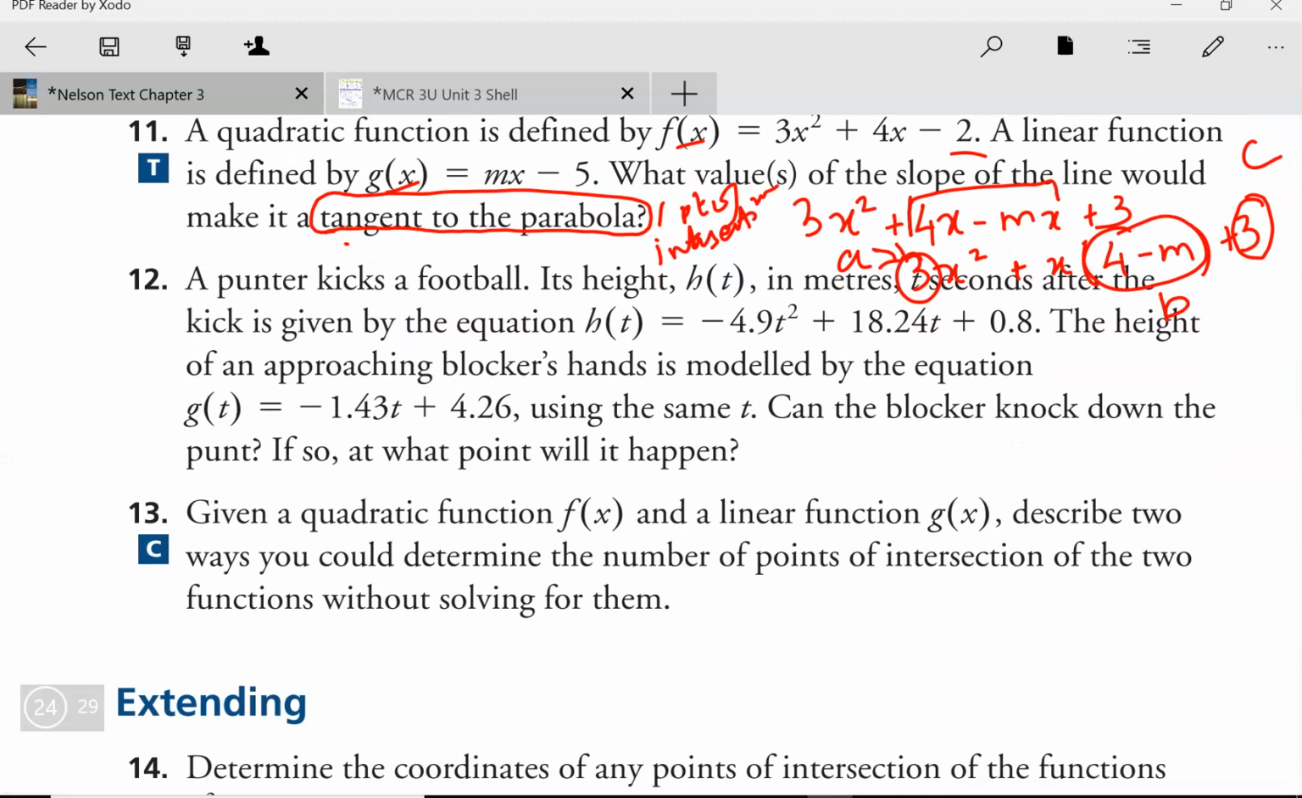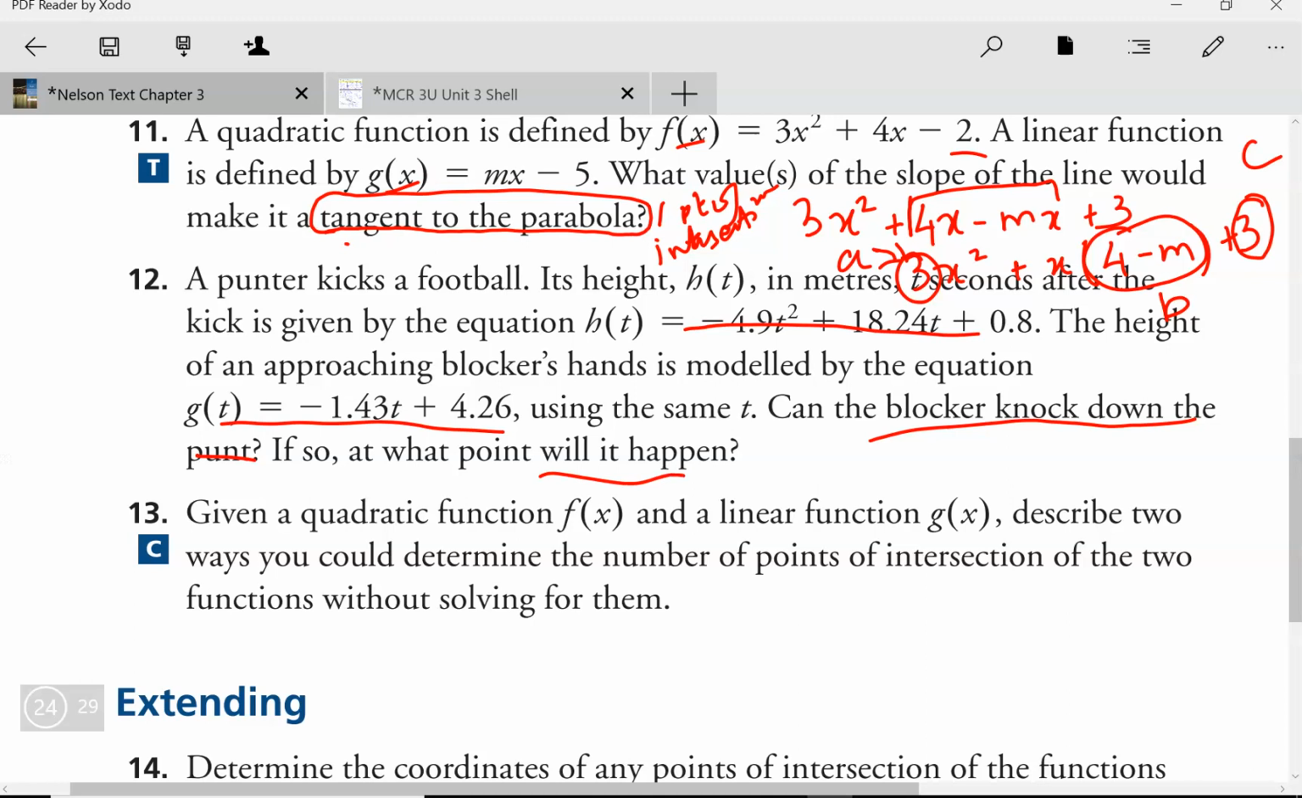Okay, this is just a punter kicks a football, and so on. This is the height of the football, and this is the height of the blocker's hands. So is there a point of intersection or not? Can the blocker knock down the punt? If there is a point of intersection, then yes. If there's no point of intersection, then no. If so, at what point?